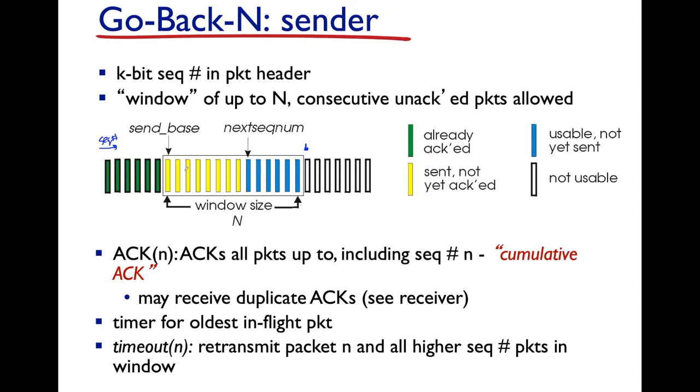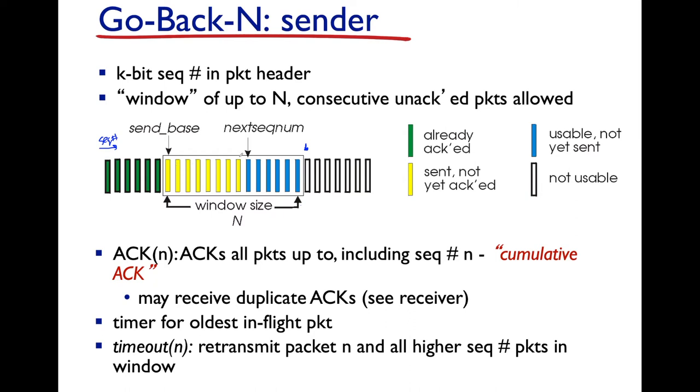Now, each time you get an rdt_send from above, it's going to take that message data from the application, put it in a segment, stamp it with a sequence number, and send that out down through the network layer. Now, of course, each one of these yellow squares represents a sequence number that has been sent but has not yet been acknowledged.